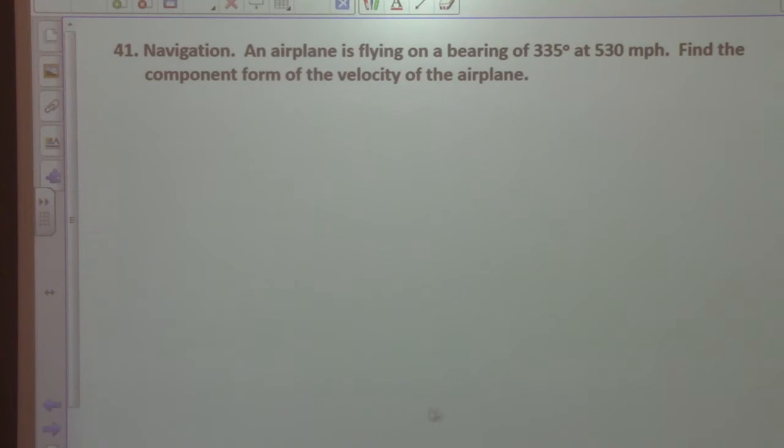What we're going to be doing is going over these exercises, which are practical, real-world uses of vectors. So we have navigation. An airplane is flying on a bearing of 335 degrees at 530 miles per hour.